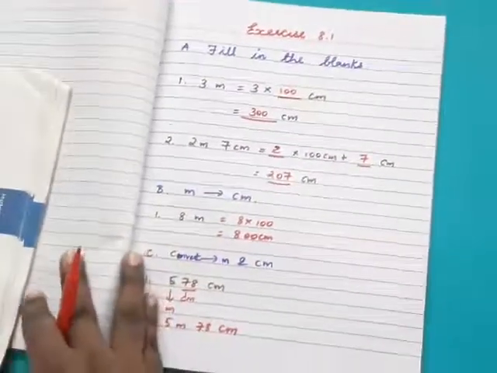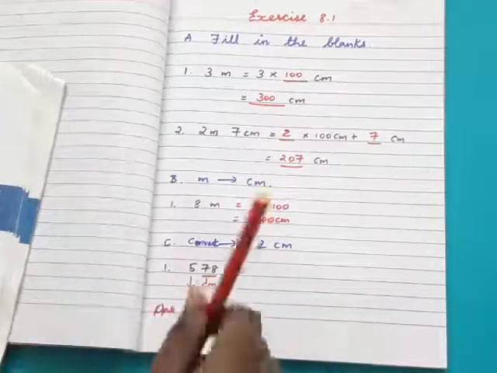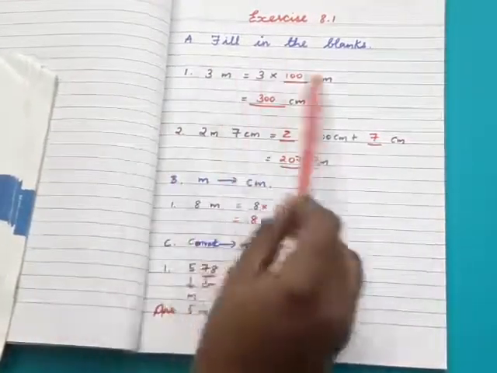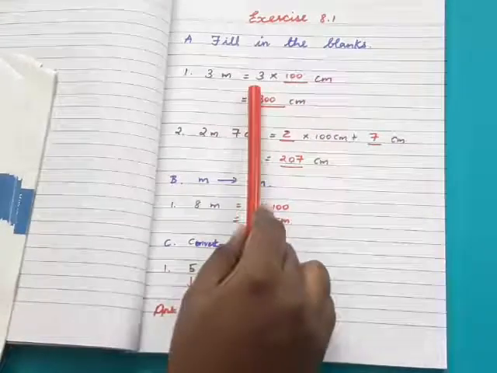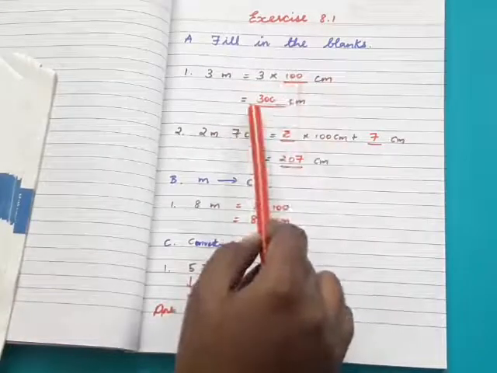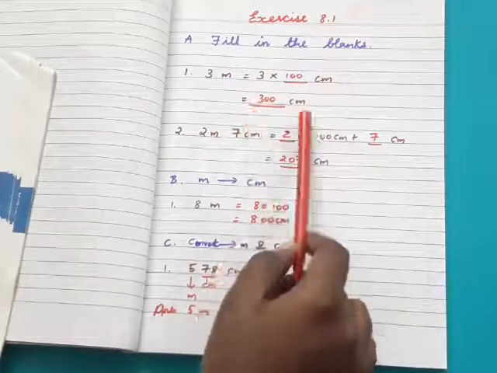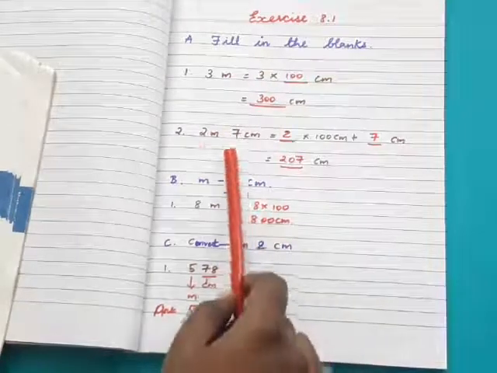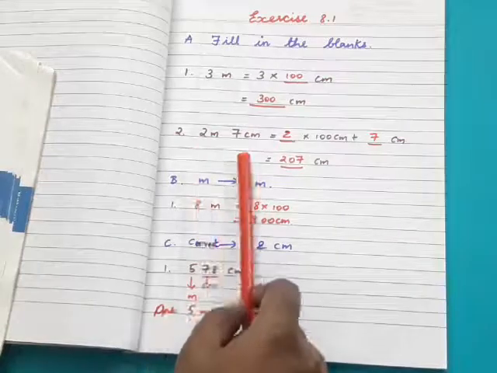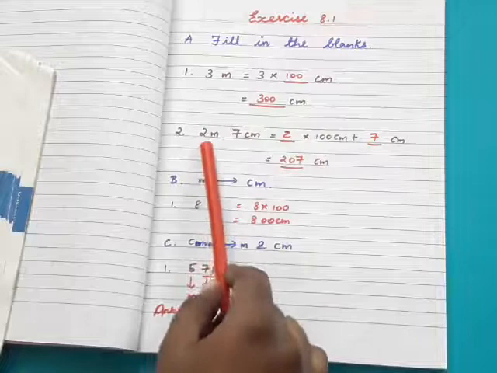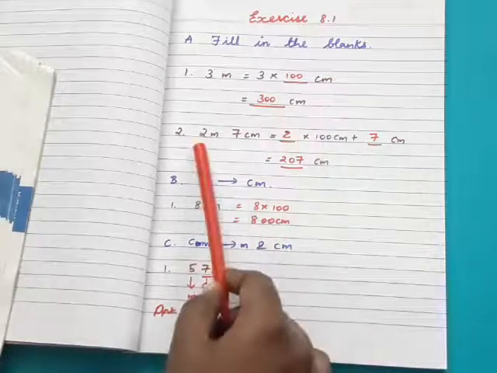Now, in this recap, I am giving you one sum to keep this in your mind. We have learned 3 meter equals dash. What is the answer? 3 into 100 equals 300 centimeter. Here they have given both meter as well as centimeter. You are going to multiply with what number? Converting meter to centimeter, what are you going to do?